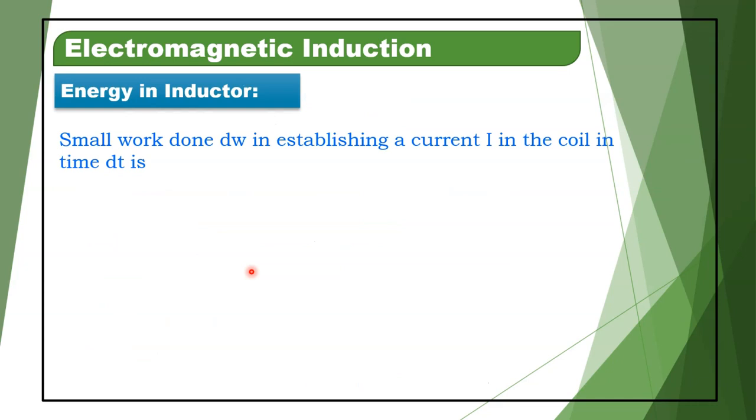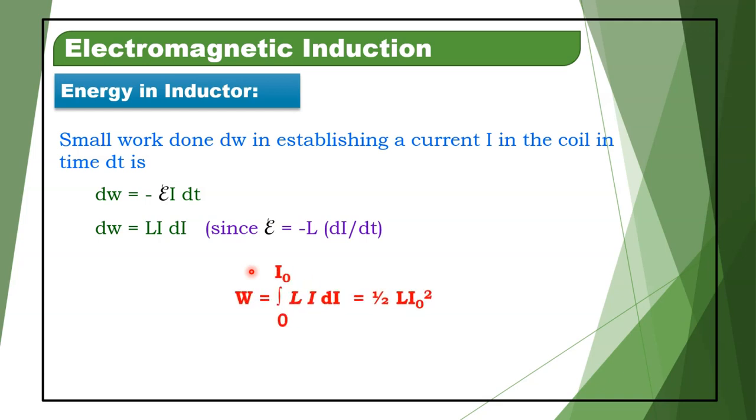Energy of an inductor, or energy in an inductor. The small work done dW in establishing the current I in the coil in time dt is dW equals minus E I dt. With E equals minus L di by dt, dW equals L I di. We put in this value and integrate, because here is the symbol of differentiation. If we remove this differentiation, we use it basically for small changes. We are using this for a small change.